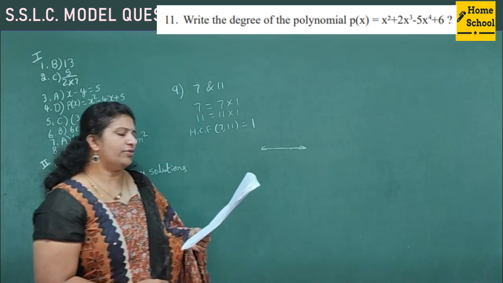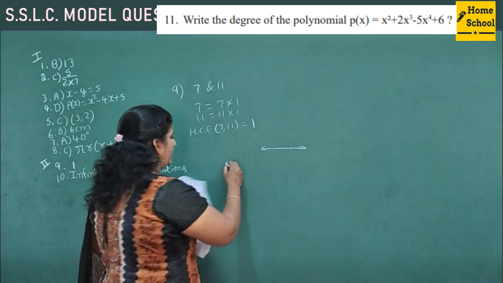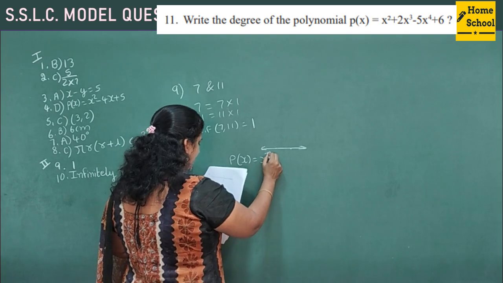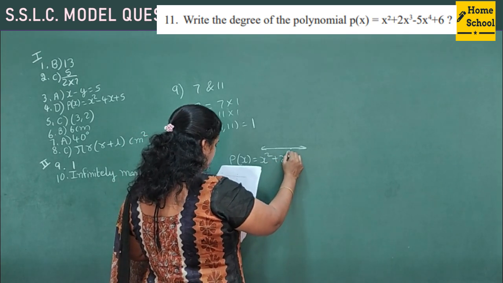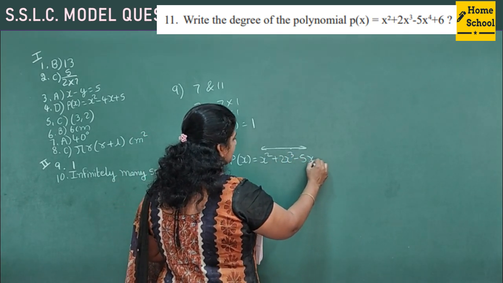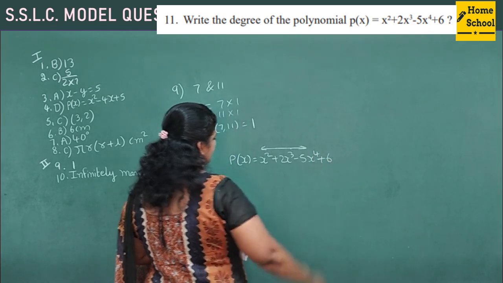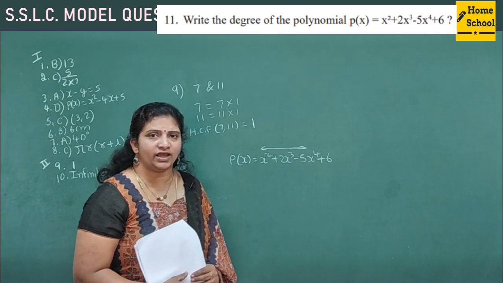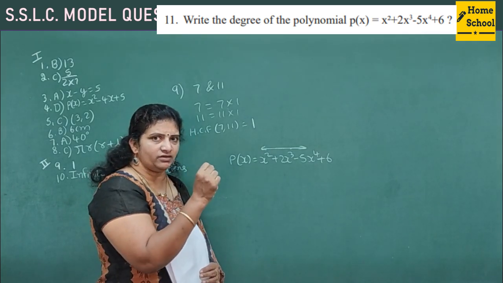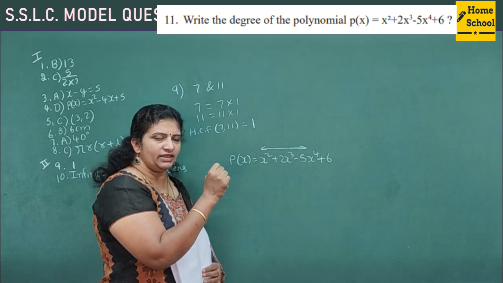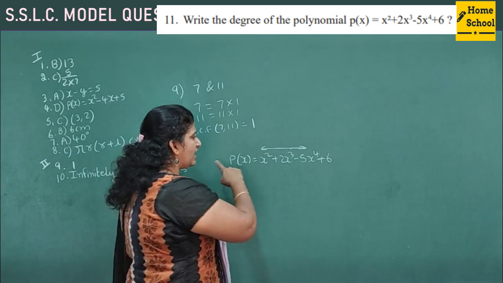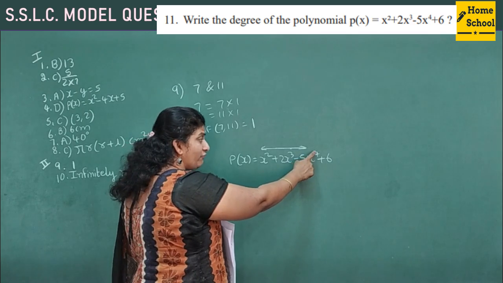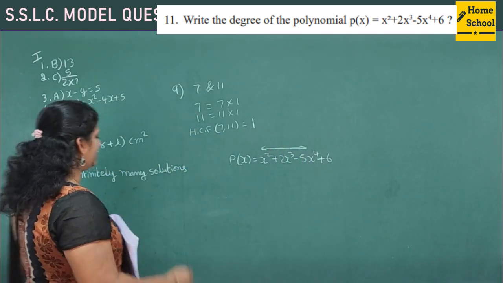11th one, write the degree of the polynomial. P of x is equal to x square plus 2x cube minus 5x power 4 plus 6. Degree of the polynomial, how will you find? Highest power of the polynomial, that is only the degree. Where is the highest power? Here, this is the highest power. Therefore, the degree of the polynomial is 4.